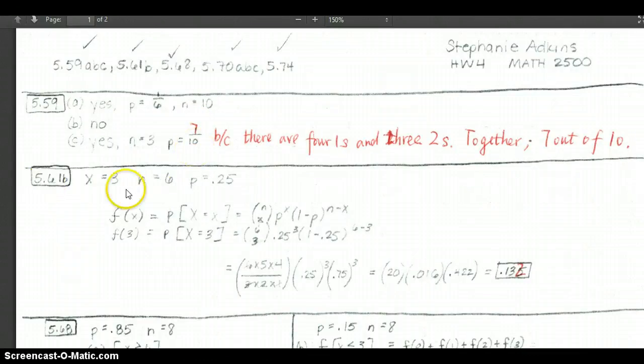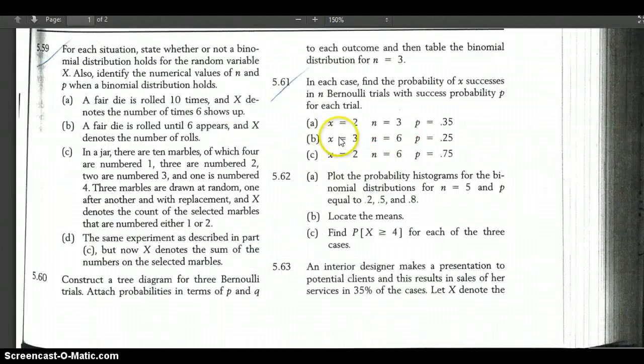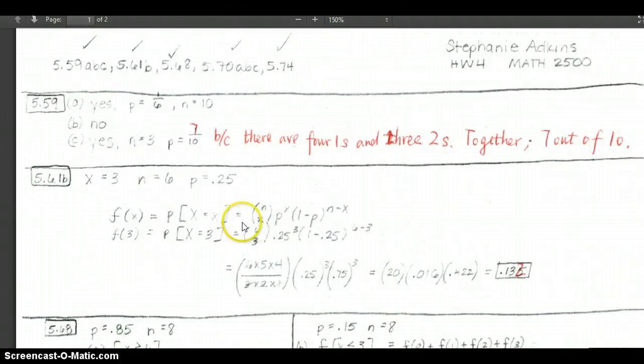And 5.61, in this question, it's very easy. We just need to follow the formula. The formula given is, we proved this formula in class, and this is n choose x, times p, the probability of success, raised to x, times 1 minus p. This 1 minus p is the probability of failure, and raised to n minus x.